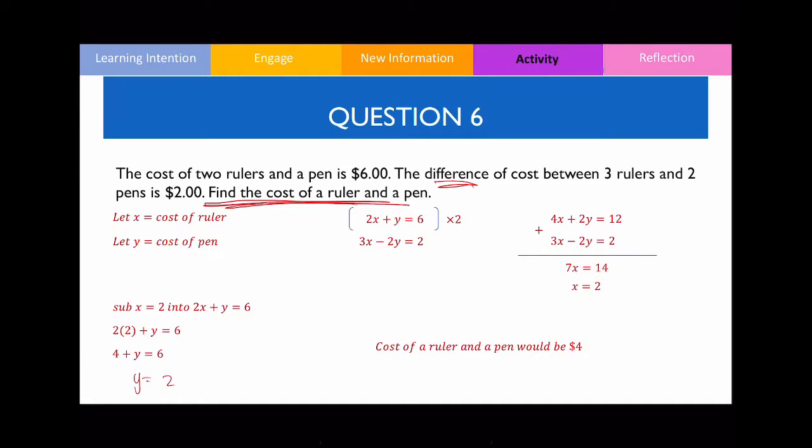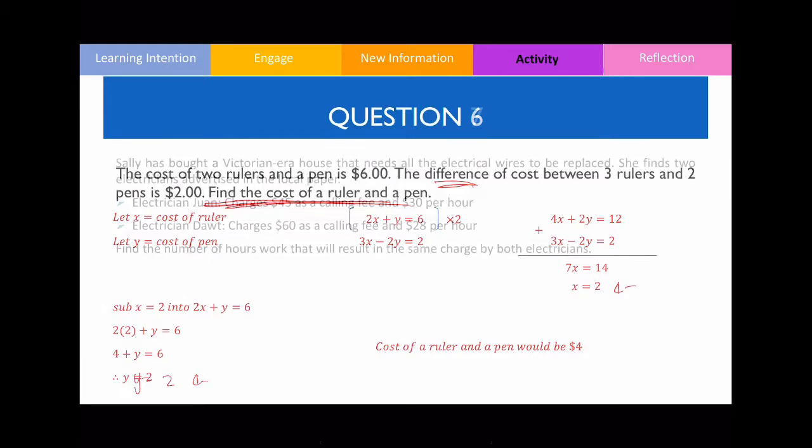So the question wants you to find the cost of a ruler and a pen. You already found out the cost of a ruler is $2. The pen is also going to be $2. So therefore the cost of a ruler and a pen would be $4. Okay, so 2 plus 2 is 4.